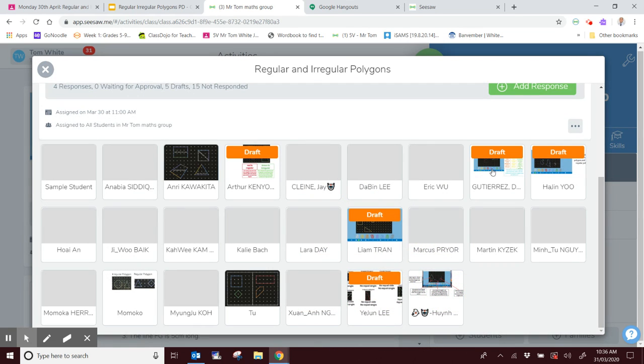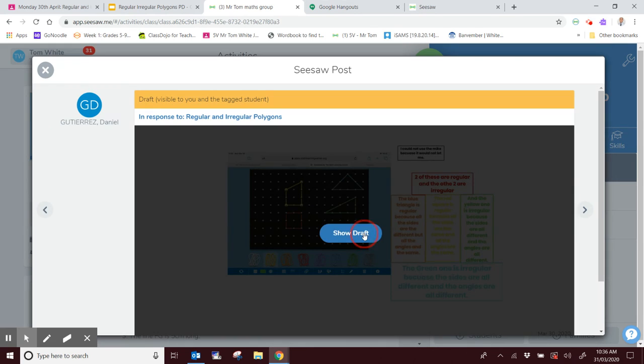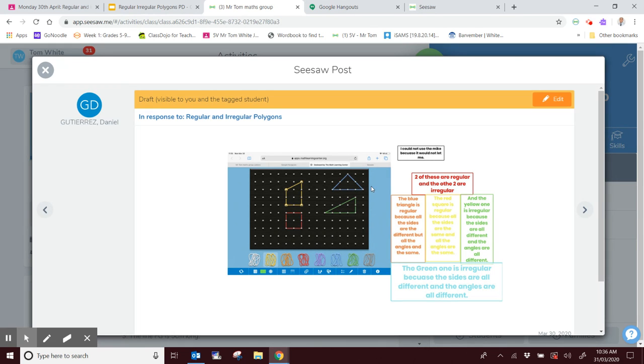A couple of problems that people did have was with the triangles that they did. So if the triangle's got a right angle, if you can see on Daniel's, he's got a blue triangle here. This is a right angle triangle. The green triangle is a right angle triangle. It just looks slightly different, but they're still both irregular because they've not got equal sides and equal angles.